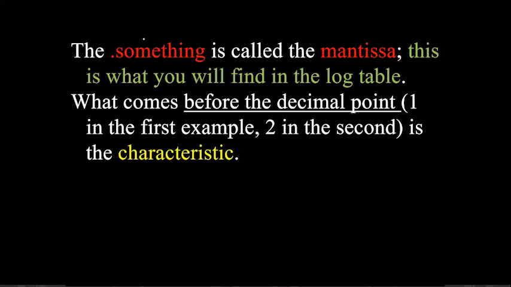Whatever is written after the decimal is called the mantissa. So suppose I get 1.234 as the log; the part before the decimal is called the characteristic.